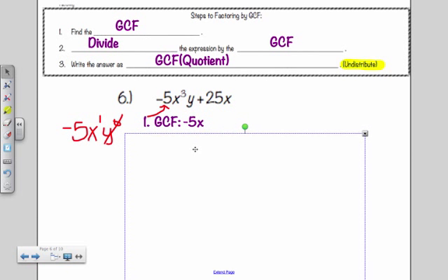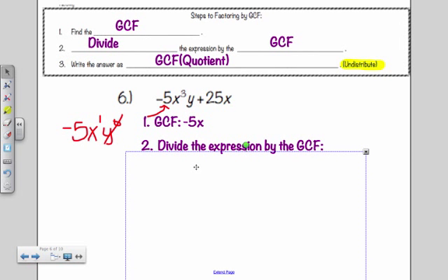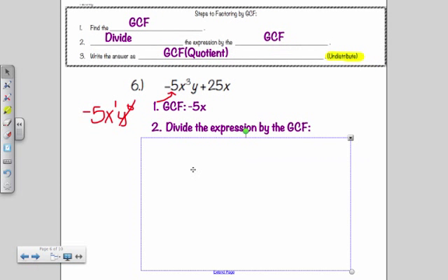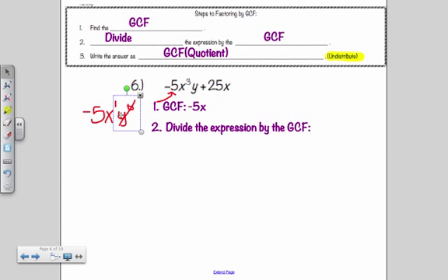All right. So step number 2 is to divide the expression by the GCF. So what we're going to do is we're going to take the original expression right here, and we're going to divide each one of these terms by the GCF. So for example, right here we have -5 divided by -5, which would give you +1. X to the third divided by x gives you x squared. Y is being divided by 1, so you get y.